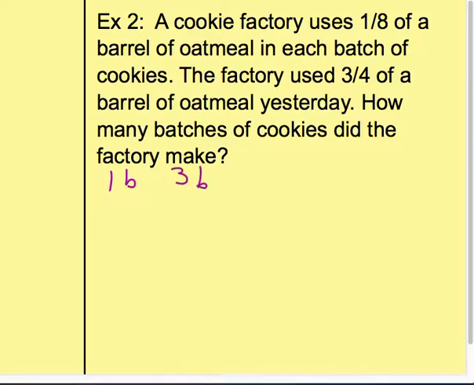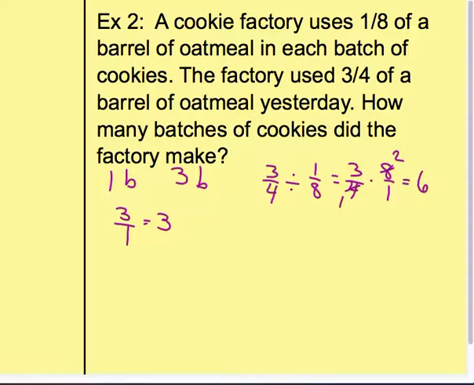Well, we would take the number of barrels they used divided by the number of barrels per batch, and we would figure out that they made 3 batches. So I'm going to replace my number of barrels that they used with 3/4. I'm going to divide that by the 1/8 of a barrel that each batch needs, and I'm going to multiply by the reciprocal, copy, dot, flip, and then look for common factors. 4 divided by 4 is 1, 8 divided by 4 is 2, 3 times 2 is 6/1, or 6 whole batches of cookies.